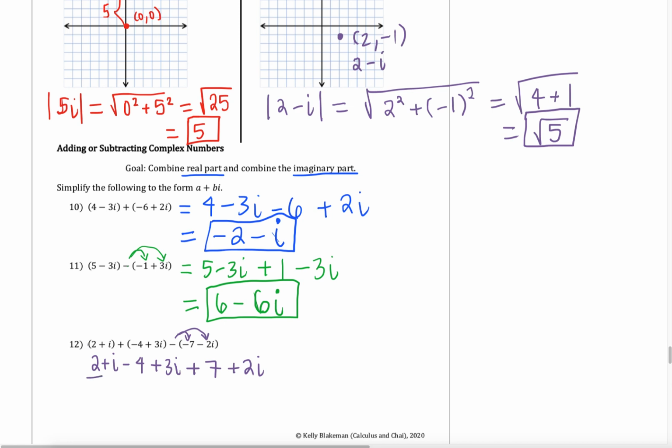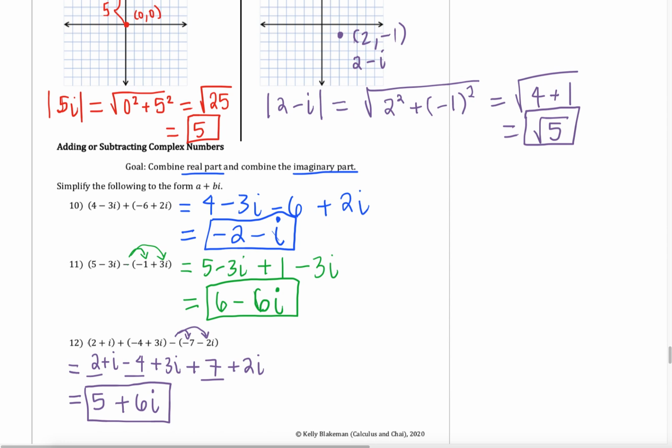So I have a couple more than I've had before. I have the 2, the -4, and the 7. So when I combine those together, I end up with a +5 then. So I get 5 there, and then for my imaginary parts, I have i, 3i, and 2i, and when I total that together, I get +6i. So my final answer then will be 5 plus 6i. And I am in the form a plus bi.